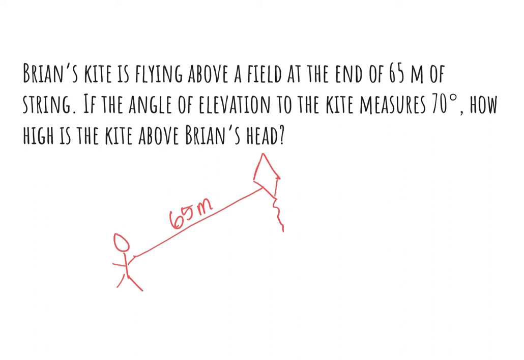If the angle of elevation to the kite measures 70 degrees, so that means angle of elevation, here is my line of sight, angle of elevation is 70 degrees. How high is the kite above Brian's head? Head, kite. So we want to know that distance. What is the distance up on top to the kite?